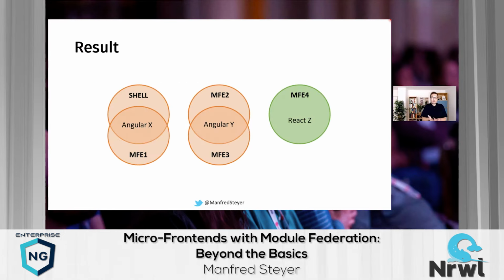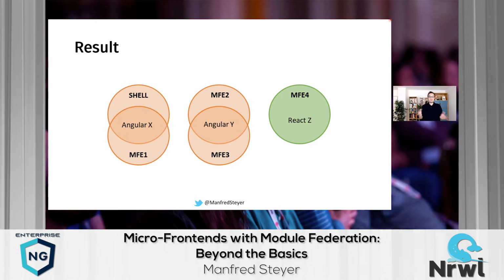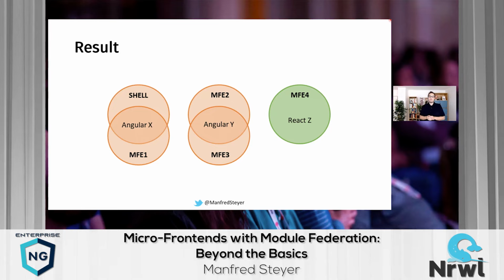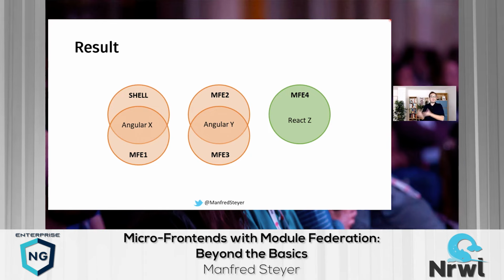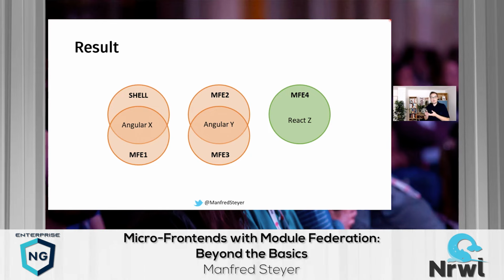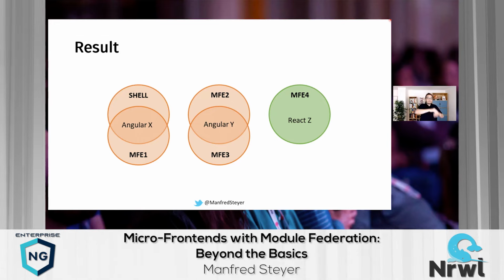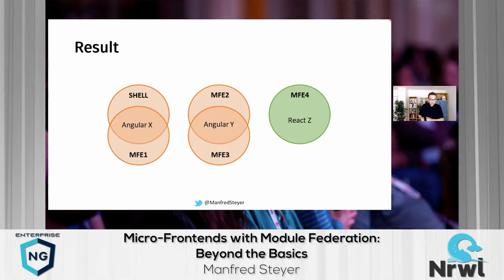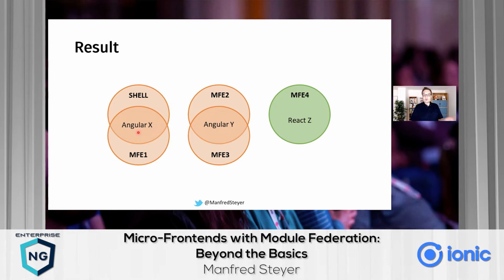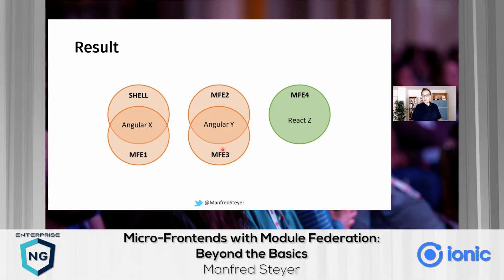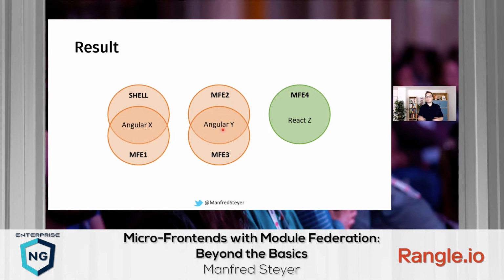However, if you manage to do something like this, you could end up with such a system. A system where you have several versions of the same framework, where you have different frameworks, but also a system where you can share one version of the framework if different parts need the same version. For instance here, the shell and MFE1 share Angular in version X, and MFE2 and 3 share Angular in version Y, and another micro-frontend is using React.